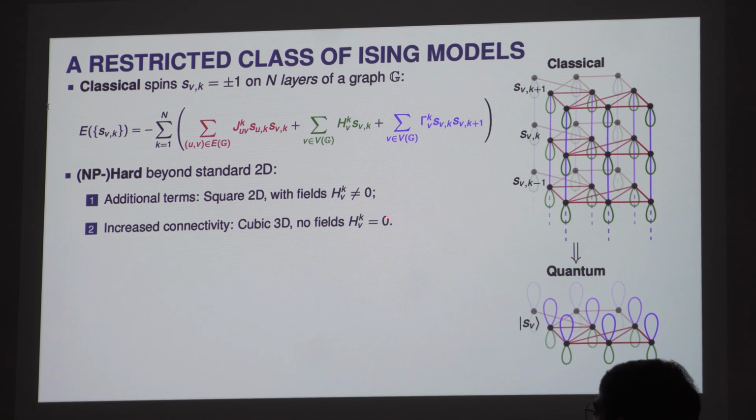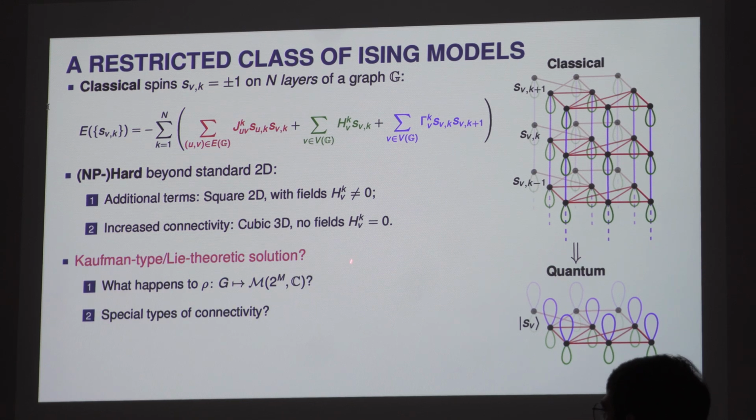And similarly, even if we don't have magnetic fields, if we increase the dimensionality, and so the connectivity, by going to a 3D lattice, we're also increasing the complexity of the problem. So the question is, given these kinds of results, what happens to the representation of the group of the transfer matrices? And also, maybe not for all cases we can find something which is efficient, but can we find maybe some special cases for given connectivities where this becomes easy?